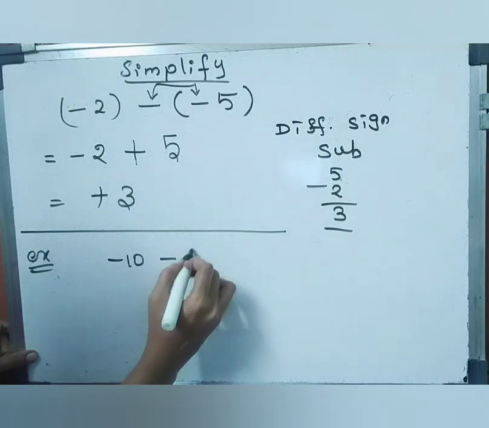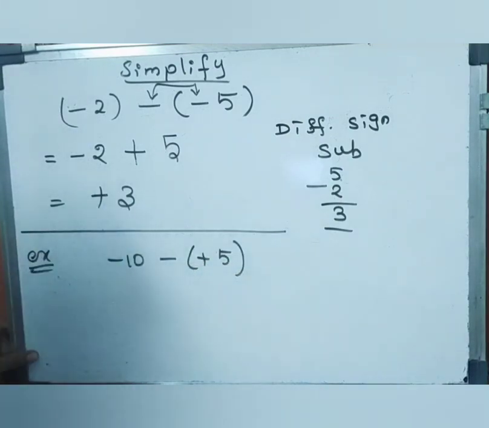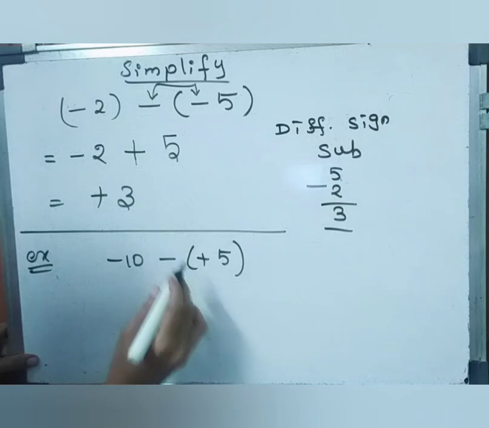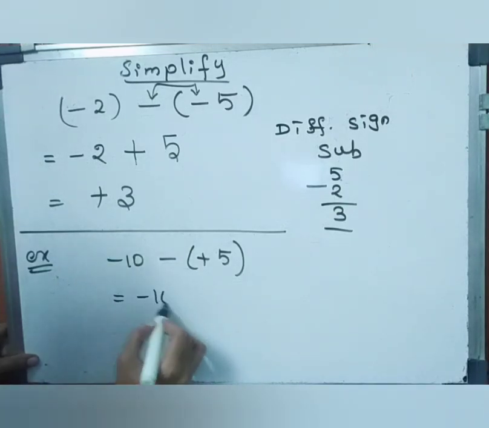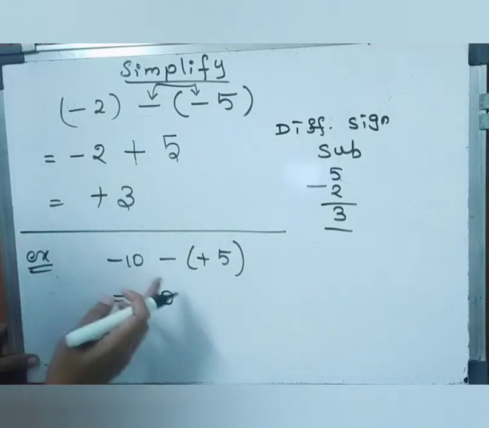Minus 10 plus 5. Okay. So the answer, minus 10. There is no sign before, there is no bracket also.